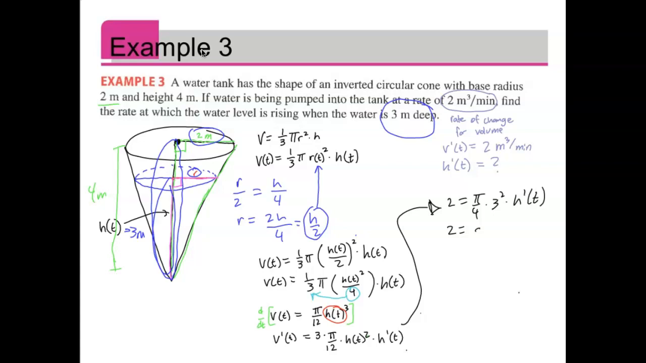So 2 equals 9 pi over 4 times h prime. And then multiply by the reciprocal. h prime is 4 over 9 pi times 2. Probably going to want to give an approximation of that. So that's 8 divided by 9 pi, and that's about 0.283. And that would be in units of meters per minute in this case.